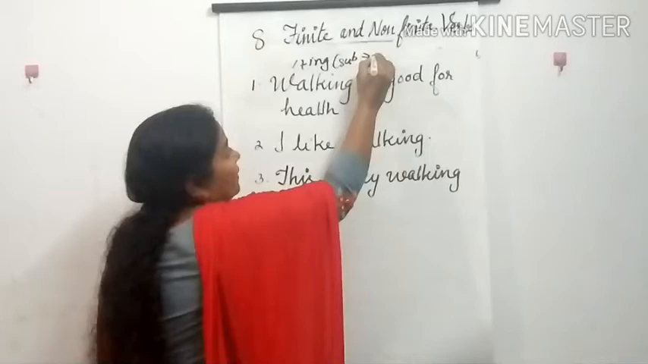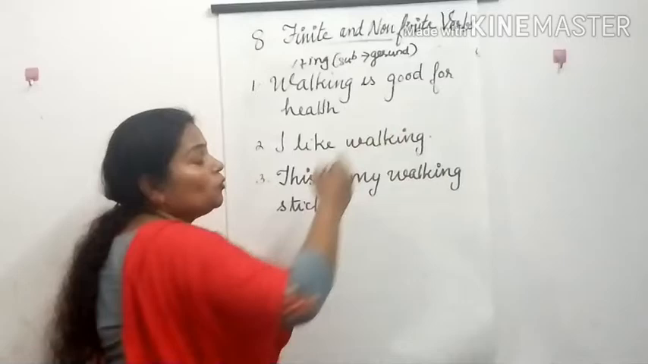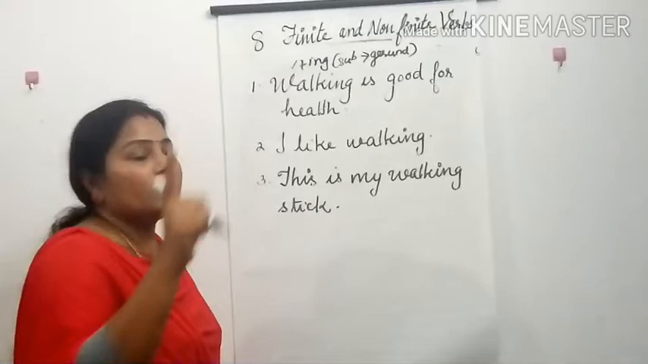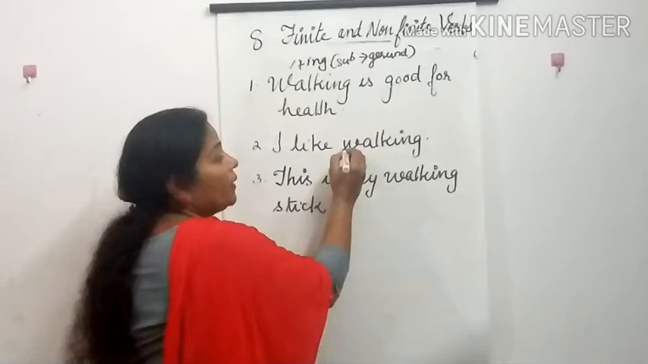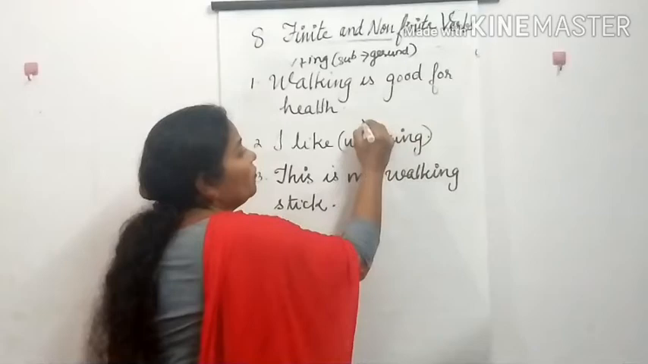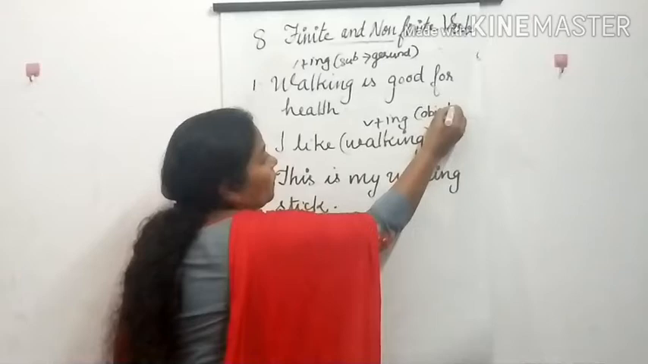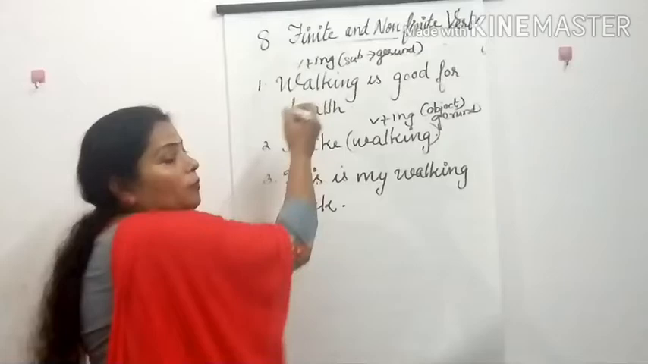Next example. I like walking. I like what? Walking. I said that the gerund acts as a subject and it also acts as an object. So I like what? Walking. So here it is verb plus ing in object position, and here it is a gerund. So we have two gerunds, one in the beginning and the other at the end.